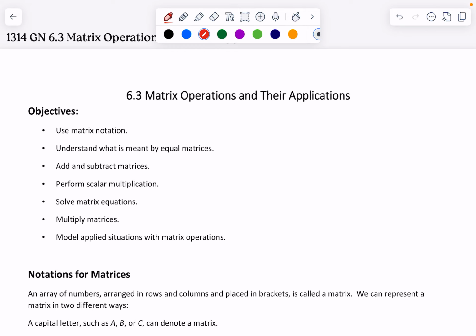Hello. So this is lesson 6.3, matrix operations and their applications. Now, at any point, just like in the previous videos, if you need to pause and restart again, feel free to do so. So we're first gonna start by talking about notations for matrices.